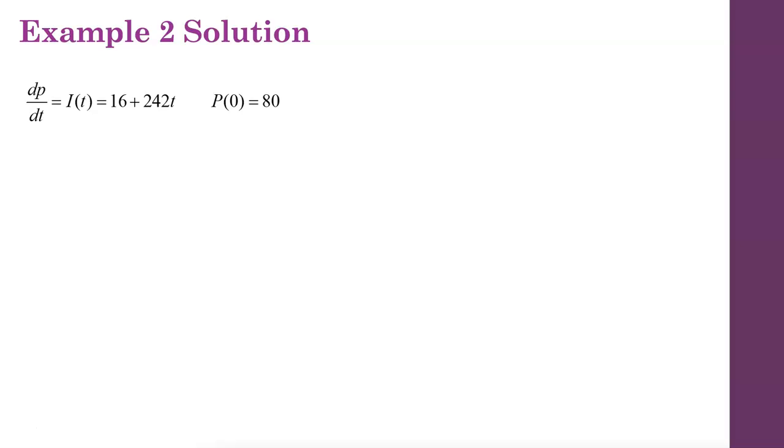So if I go ahead and find the antiderivative, instead of dP over dt, we can find the population P of t, which is equal to 16 times t, that's the antiderivative of 16, so the 16 is the derivative of 16t, plus 242 times the antiderivative of t. And the antiderivative of t is t squared over 2. We add 1 to the power and divide by it, the opposite of taking the derivative. And we can check: the derivative of t squared over 2 would be 2 times t over 2, which is just t, plus a constant c.